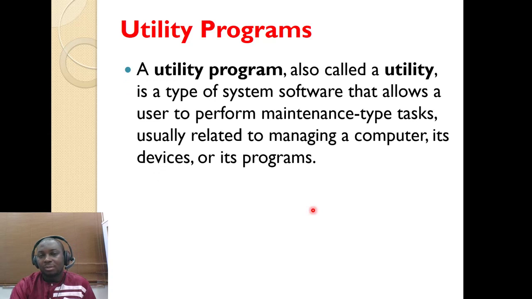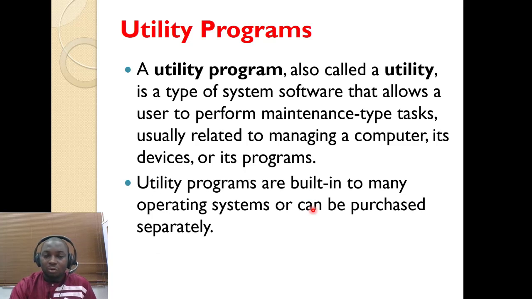So now, having seen all that, it brings us to the connection of utility programs. These are types of system software that allow a user to perform maintenance tasks, usually related to managing the computer, its devices, and other programs, where you can look at security, where you can put the antivirus. These are all utility programs which are used. So the utility programs are inbuilt in many operating systems and can be purchased separately. That's why you go and buy the antivirus separately.